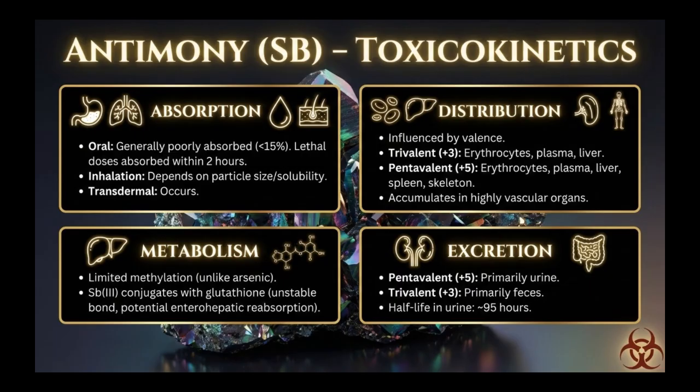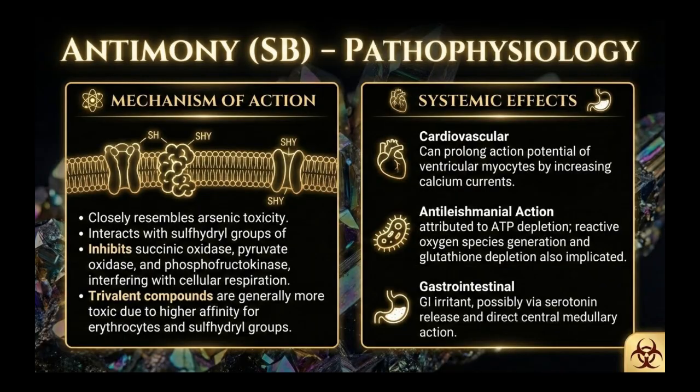Trivalent antimony can bind to glutathione and be excreted in bile, but this bond is unstable. As a result, enterohepatic reabsorption, or reentry into the bloodstream from the bile, can occur. In terms of excretion, pentavalent antimony is mainly eliminated through urine, whereas trivalent forms are primarily excreted in feces. More than 80% of intravenously administered antimony compounds are excreted in urine within 6 to 8 hours. The half-life of antimony in urine is approximately 95 hours. When inhaled as stibine, the renal elimination half-life is about 4 days.